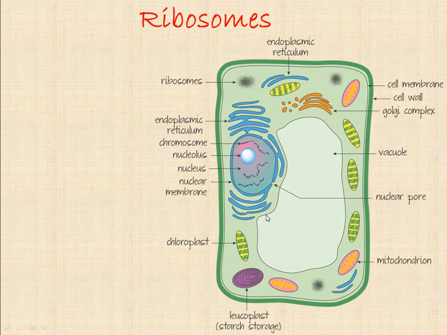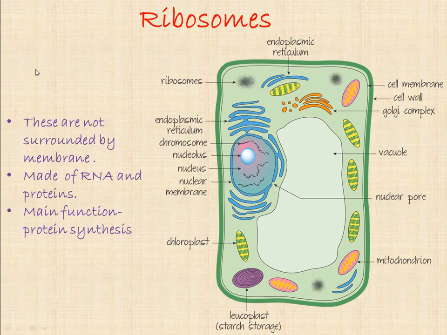Ribosomes. Ribosomes are found freely in cytoplasm or as attached particles on rough endoplasmic reticulum. Here are the ribosomes. You can see in this diagram. Ribosomes are not surrounded by membrane. Ribosomes are made up of RNA and proteins. Ribosomes' main function is to synthesize protein.